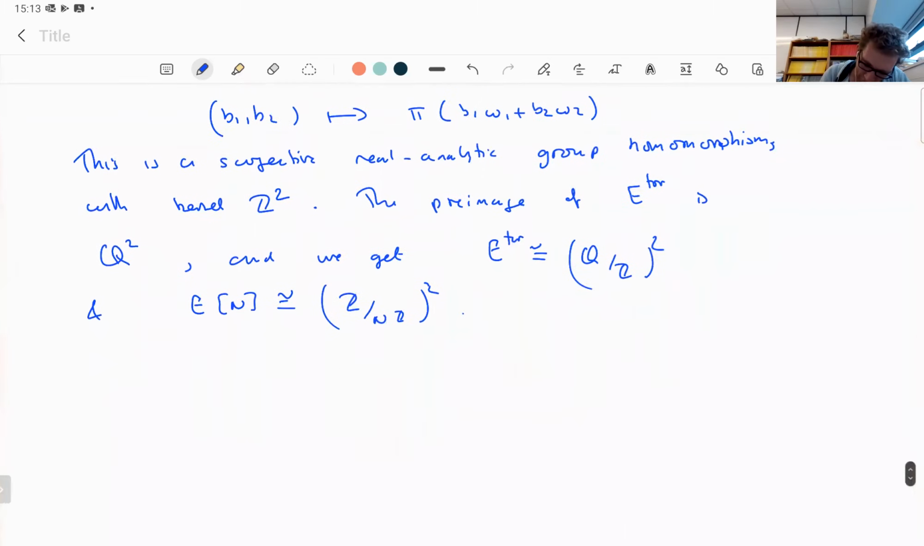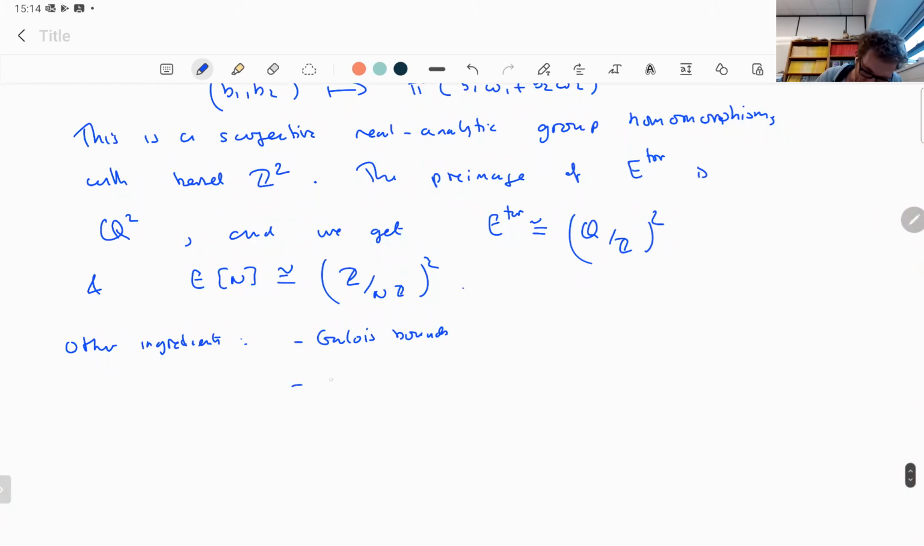So yeah, the other ingredients are what are called Galois bounds. That's the thing that tells us that a torsion point of order n has relatively large degree in terms of n, and functional transcendence. That's going to tell us how having a non-empty algebraic part means that there's some kind of group structure.